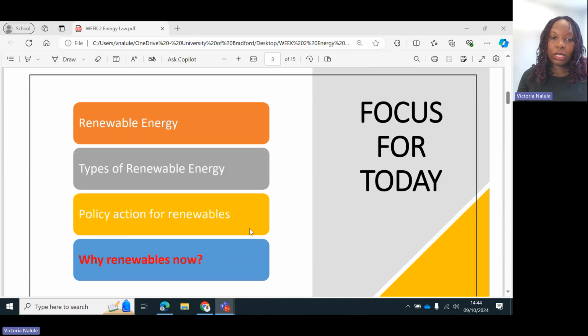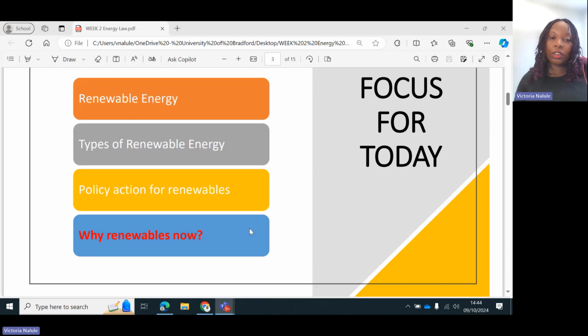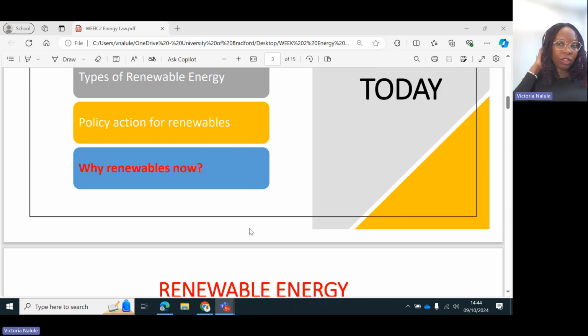So the focus for today is to look at renewable energy, the different types of renewable energy, the policy actions for renewables, and then why countries choose to invest in a few types of renewable energy or a specific type of renewable energy.